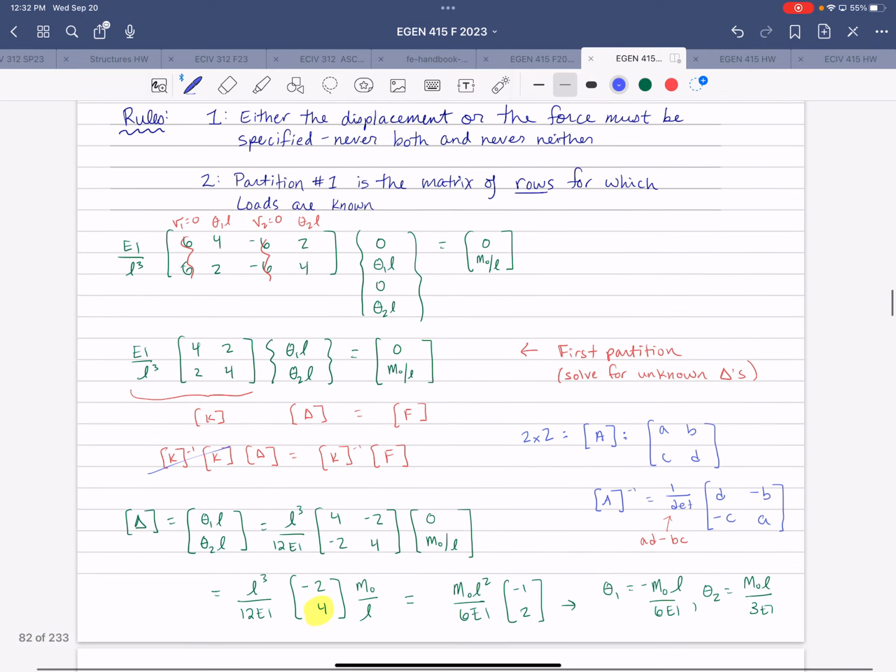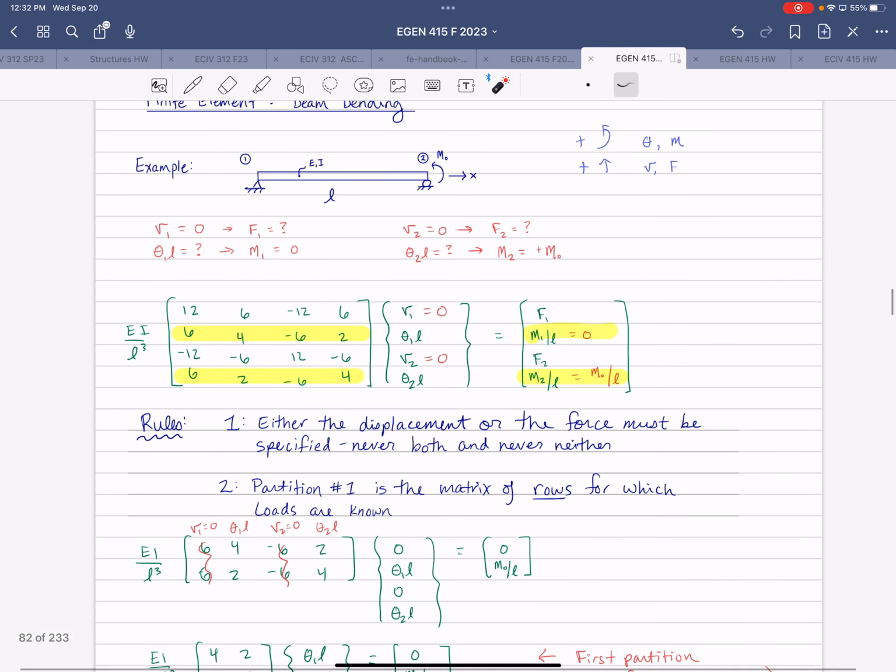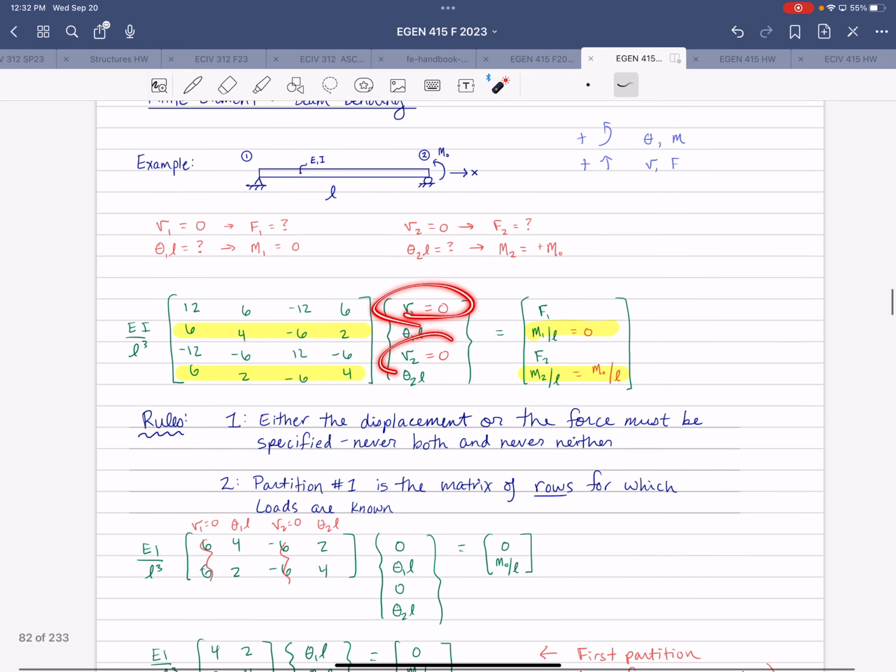All right, so then going back to the original matrix, we have 2 rows that had unknown forces associated with them. So that was rows 1 and 3. So now we'll just go back and grab those rows. We can forget about the first and third columns since they're still going to just be multiplied by zeros. So we'll just use column 2 and 4 and rows 1 and 3.